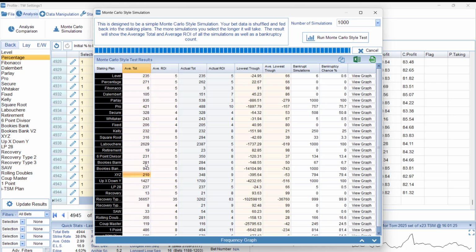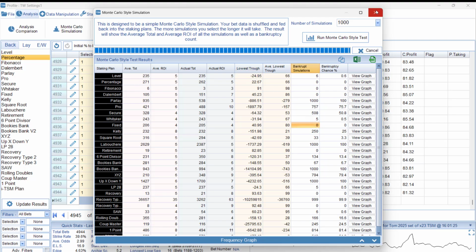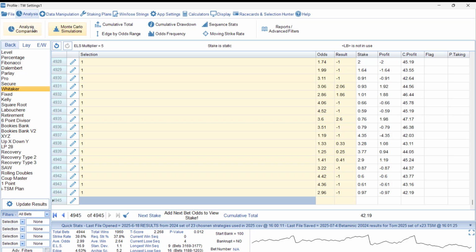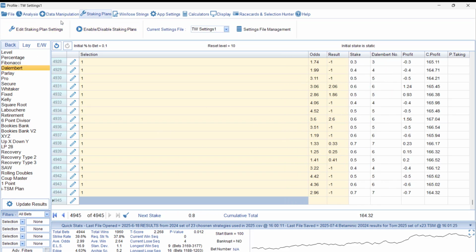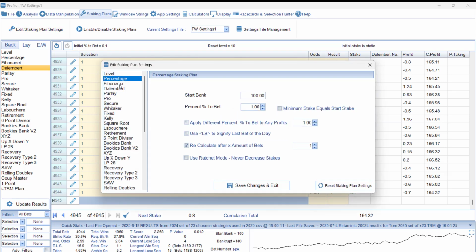And in this way, you can try and find a staking plan that fits your risk levels. Like if you're happy to refill the bank once, if the worst case scenario happens, or if you don't want any bankruptcy, then you can look for those, and then you can play around with the settings for these. So you can edit the settings for the different staking plans, and be more or less aggressive.